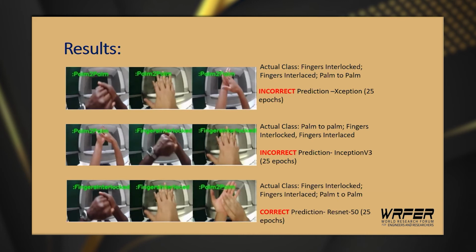The last image is from the ResNet model, that is a residual network, and in that, the model correctly classifies all the images. Fingers interlocked is classified as fingers interlocked, fingers interlaced is classified as fingers interlaced, and again, palm to palm is classified as palm to palm. This gives us the correct prediction, showing that ResNet 50 should be explored for further future work.